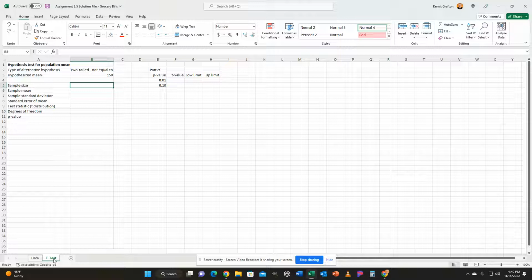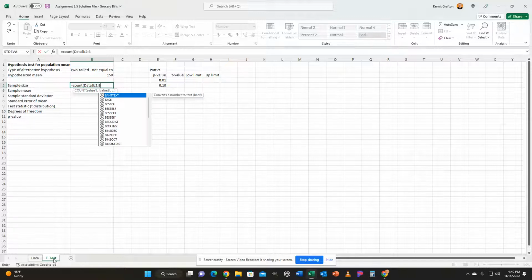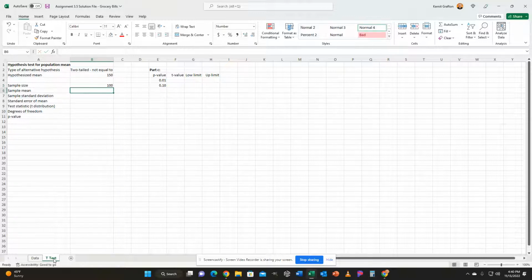So the first thing is we want to look at what the sample size is, and this should be a familiar formula from 3.4. So we're doing a count. We're going to go back to the data tab. And we're going to do B2 through B101. And that should give us 100 in our sample.